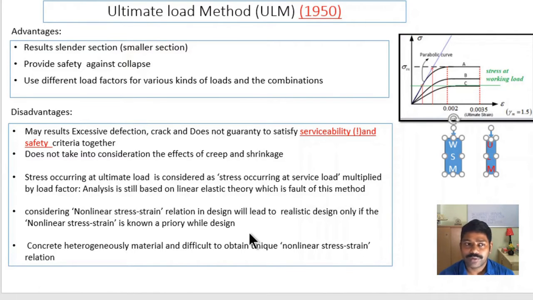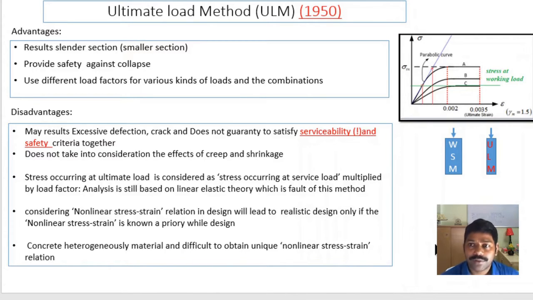Now what are the disadvantages we have? Since the ultimate load method leads to smaller cross-sections, there can be excessive deflections or there can be cracks also. So though it is providing safety against failure or collapse, it will not give a guarantee on serviceability and the safety criteria together. The ultimate load method also does not consider the effect of creep and shrinkage.